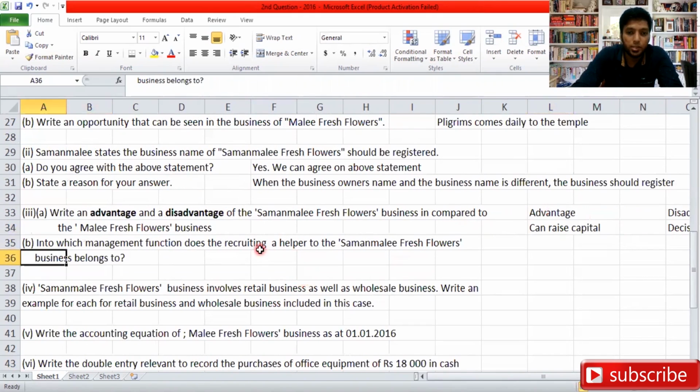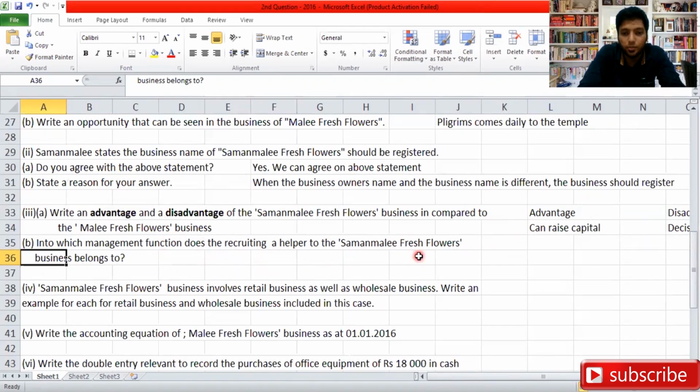Into which management function does the recruiting of help in Saman Mali Fresh Flowers business belong? Now, I'll remind you there are four functions of management: planning, organizing, leading, controlling. Planning is where you plan something before doing a certain activity. Organizing is allocating resources. Leading is motivating people to do the work, and controlling is seeing whether you have done the work as you have planned. Now here the question is about recruiting a helper. It's just allocating resources. So this comes under organizing.